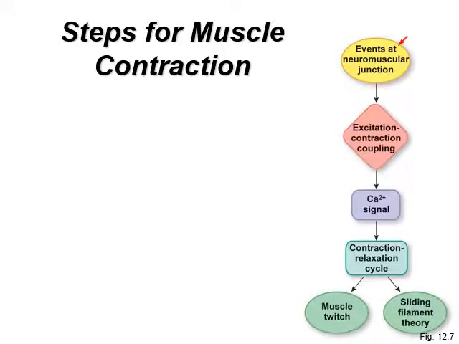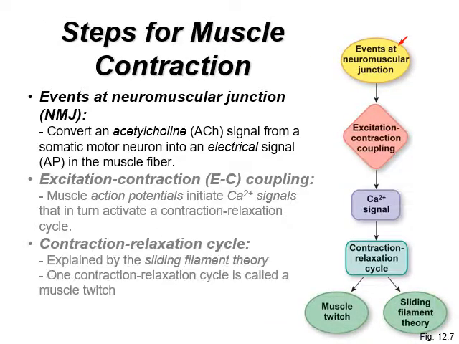All right, so we've seen we have three separate events to get our muscle contraction. We've seen the contraction cycle. We'll talk about the relaxation part at the very end. But we're going to jump up here to the events at the neuromuscular junction. So we're going to be talking about the neuron that talks to the muscle.